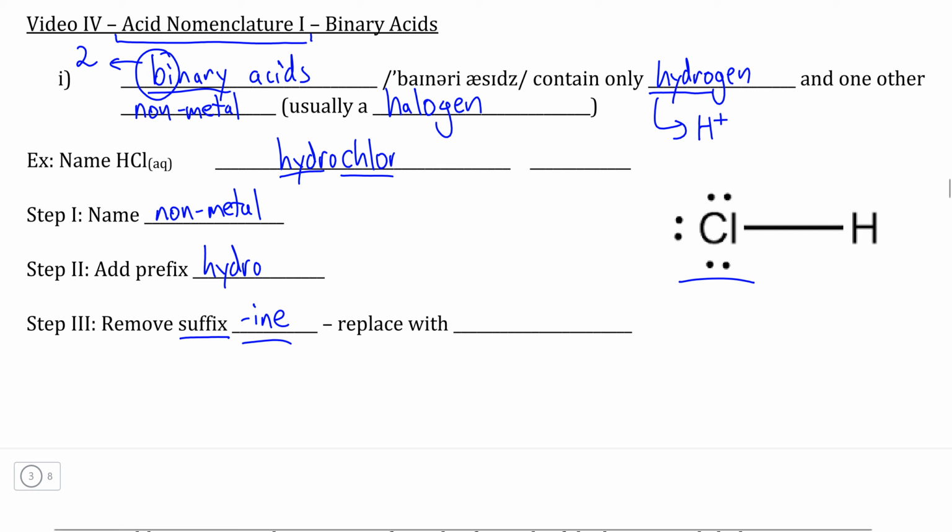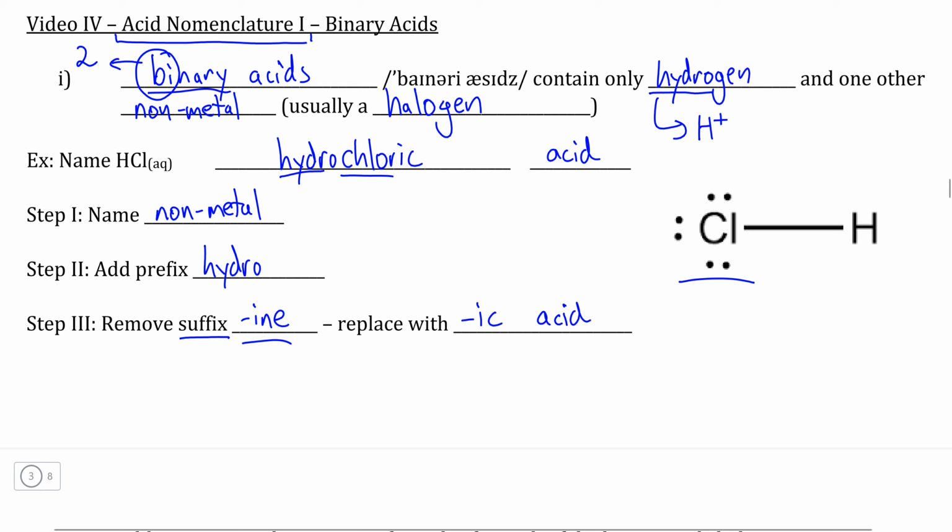However, since we're naming an acid, which is a different type of compound, the suffix that we replace the ine with is a little bit different, and that suffix is ic, so this would be pronounced hydrochloric, and then to recognize that this is an acid, we give it the name hydrochloric acid.